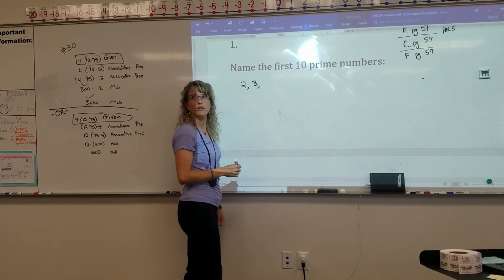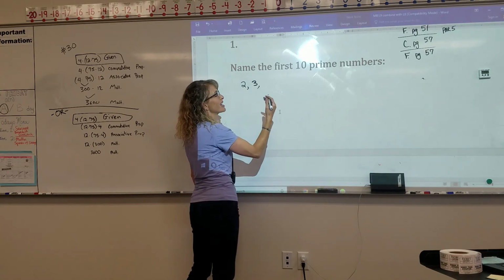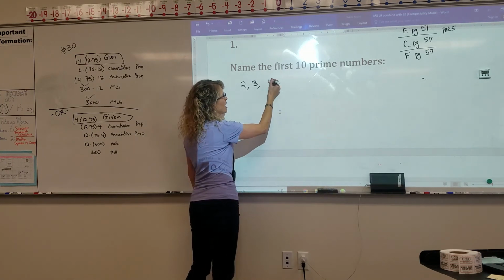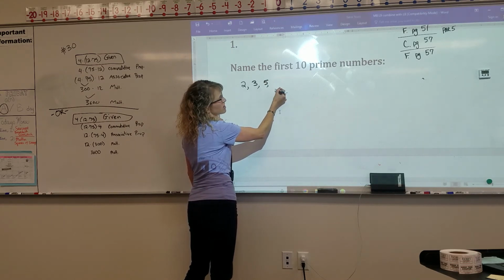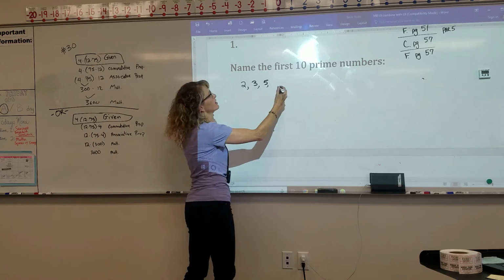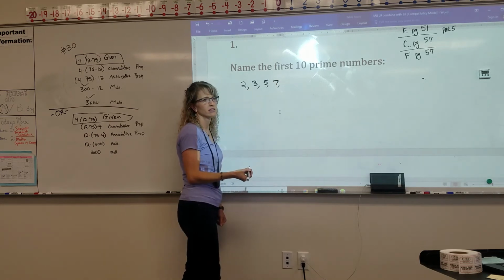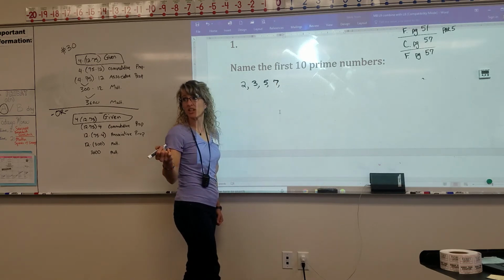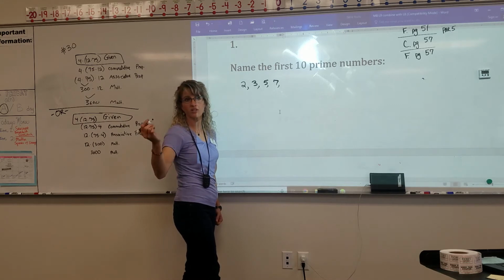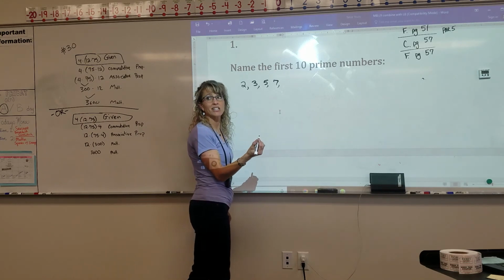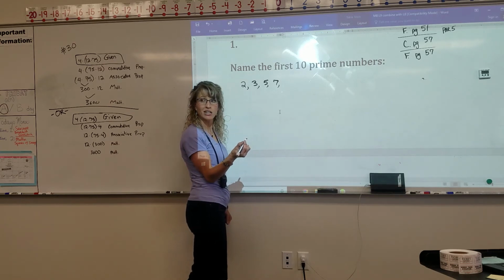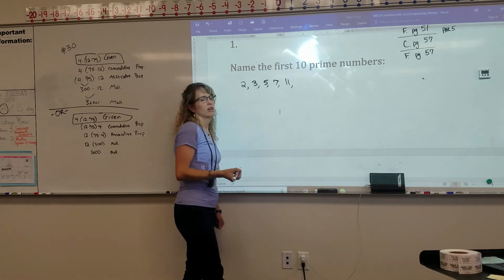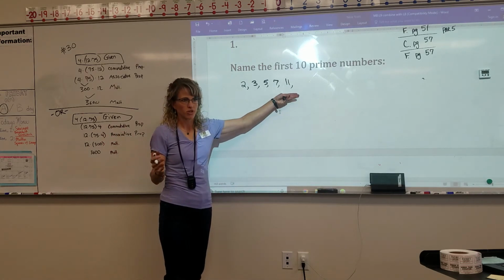How about 4? No. It has factors, so it's not a prime number. How about 5? Yes. 6? No. 7? Yes. 8? No, it's an even number. 2 will divide into it, so it's not prime. 9? No. 3 and 3 go into 9. 10? No. 11? Yes. 11, there's no factors, so it's prime.